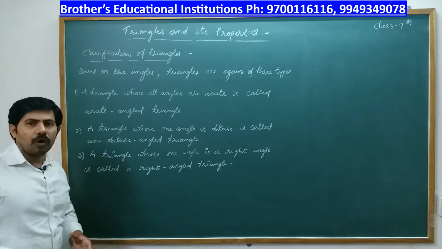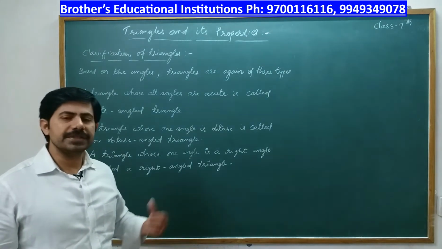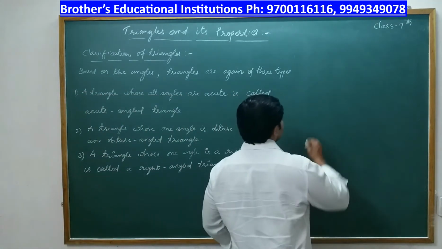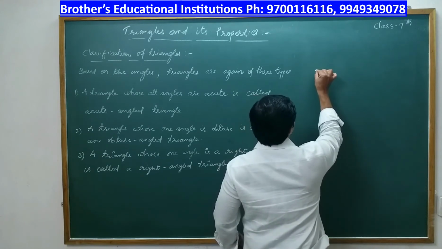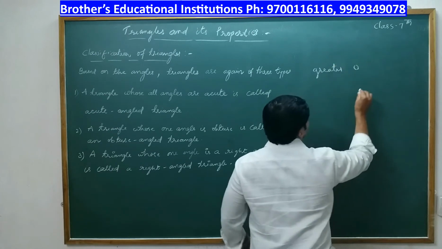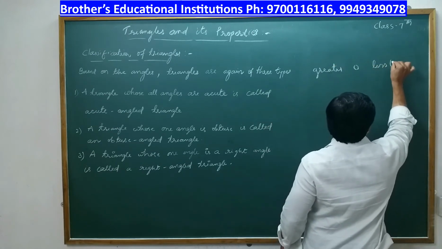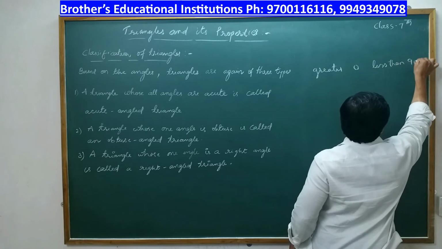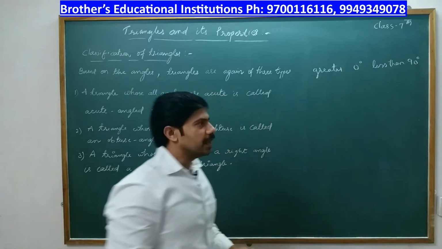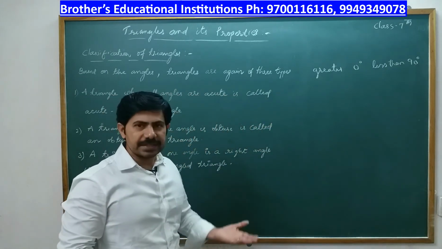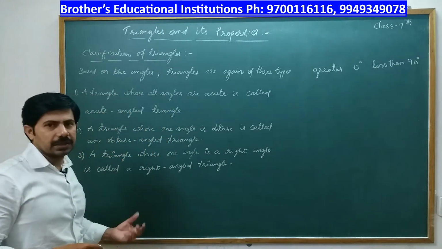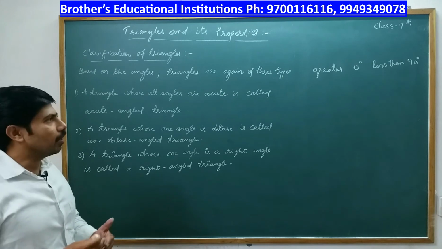Now what is acute angle triangle? In a triangle, if all the angles are acute, then we say the triangle is acute angle triangle. Now what do you mean by acute angle? Acute angle means the angle should be greater than 0 but less than 90 degrees. It should be less than 90, not 90.